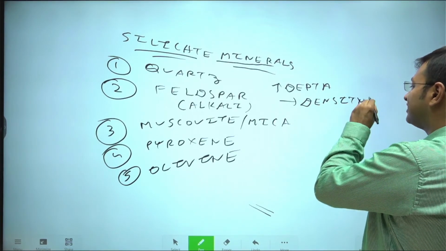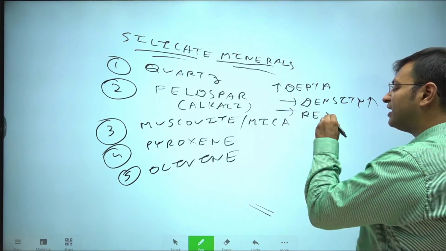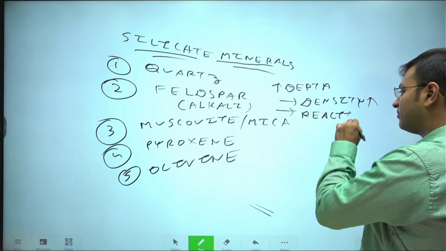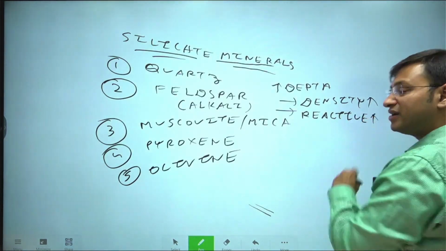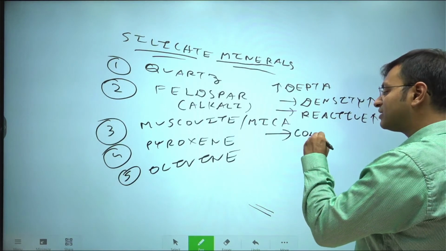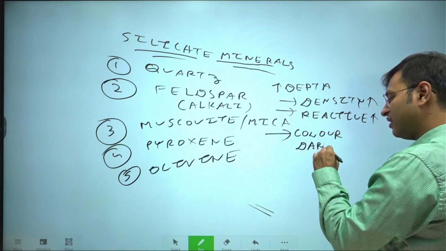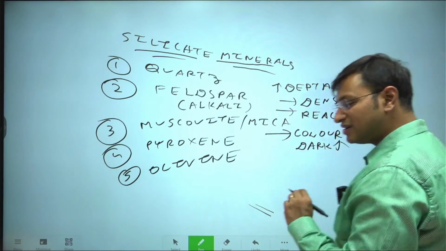So density increases. Their reactivity increases. They become highly reactive. Their reactivity will increase. Their color will become dark. So the darkness will also increase with depth.